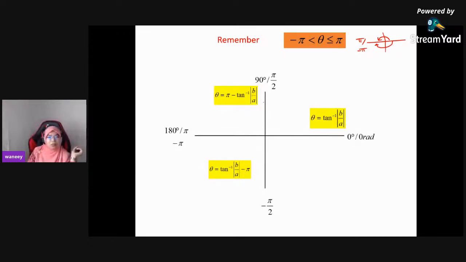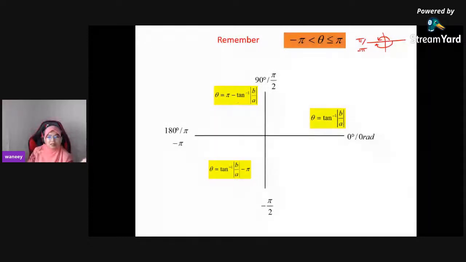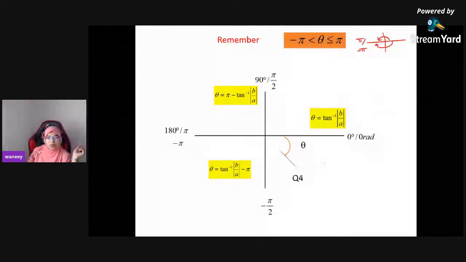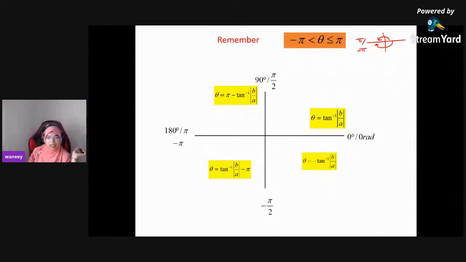So if you do remember the first one, for the second one over here, we can actually multiply it by negative in order to get this formula. Okay, so if z is in the fourth quadrant, so this is the fourth quadrant, and that is your theta or your argument, the formula for theta is equal to the negative of arctangent b over a.